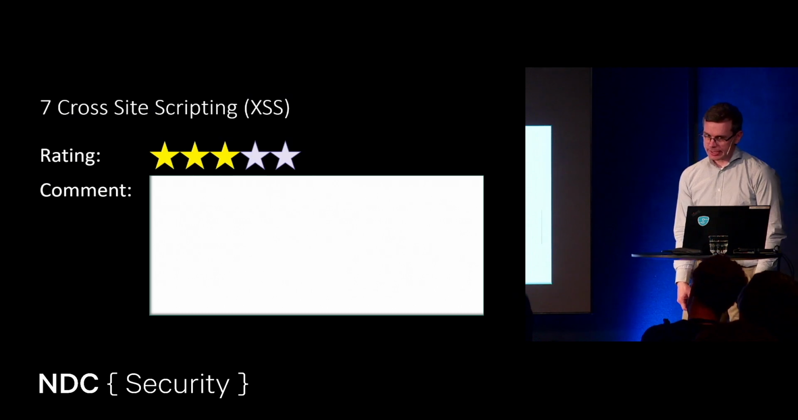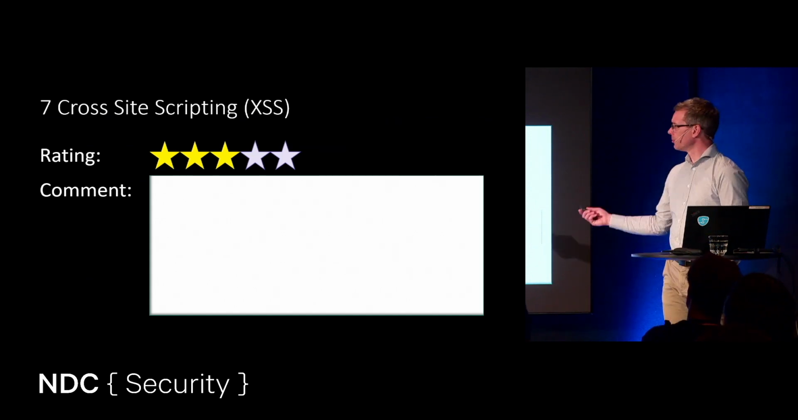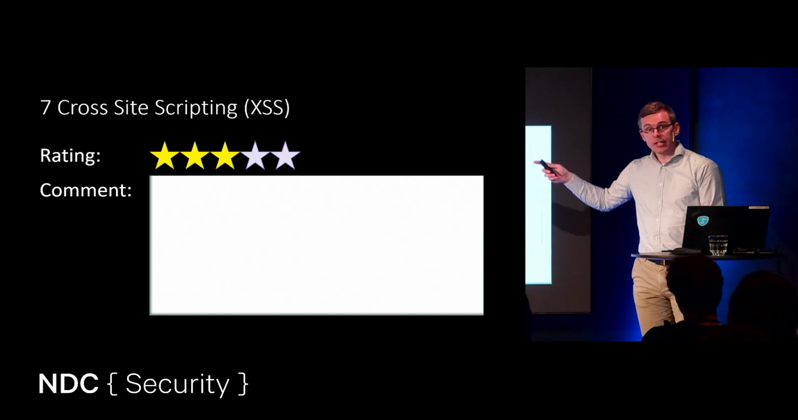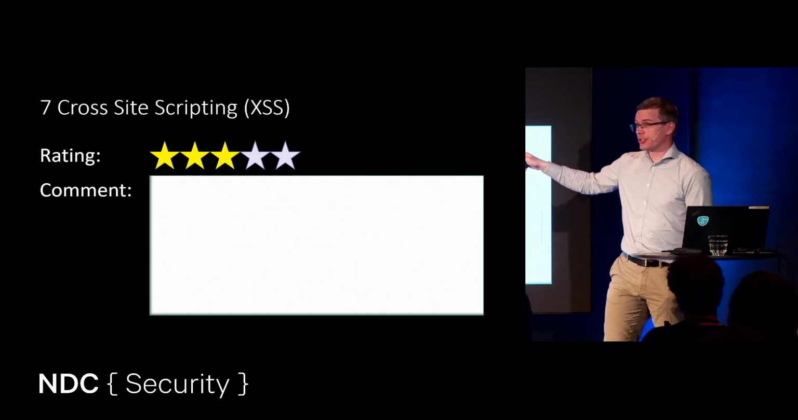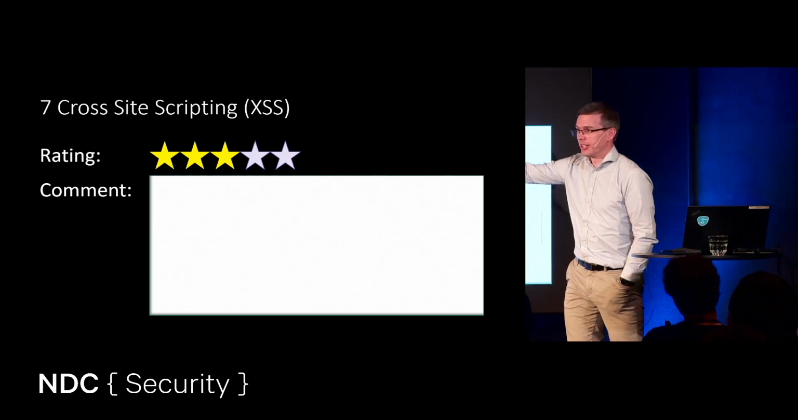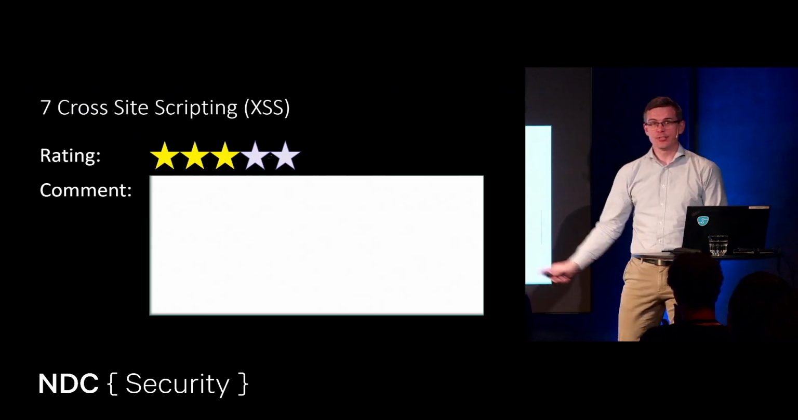Number 7 on the list, cross-site scripting. What is it? Consider we have a simple rating form. If I leave a comment with 3 stars, does anyone ever leave 3 stars in a rating form? Have you seen that? People leave 1: this is crap, or 5: this is brilliant. They never leave a number 3.